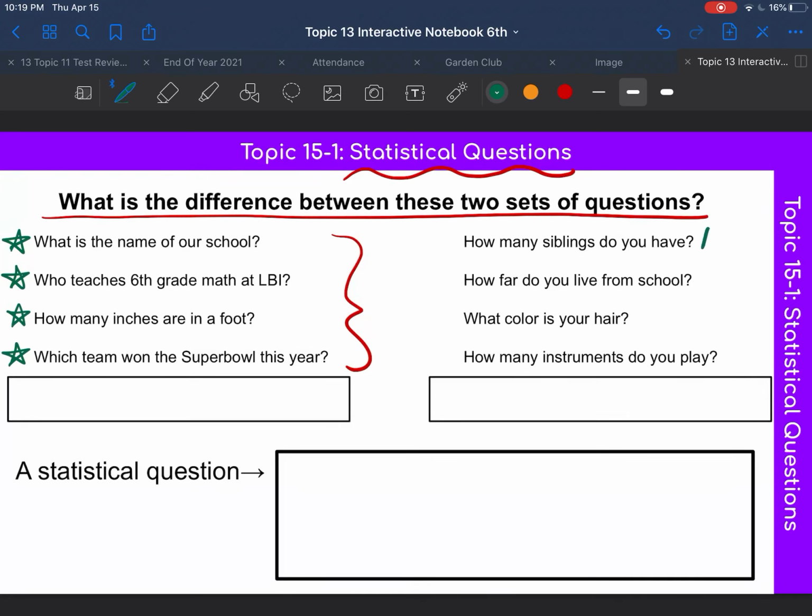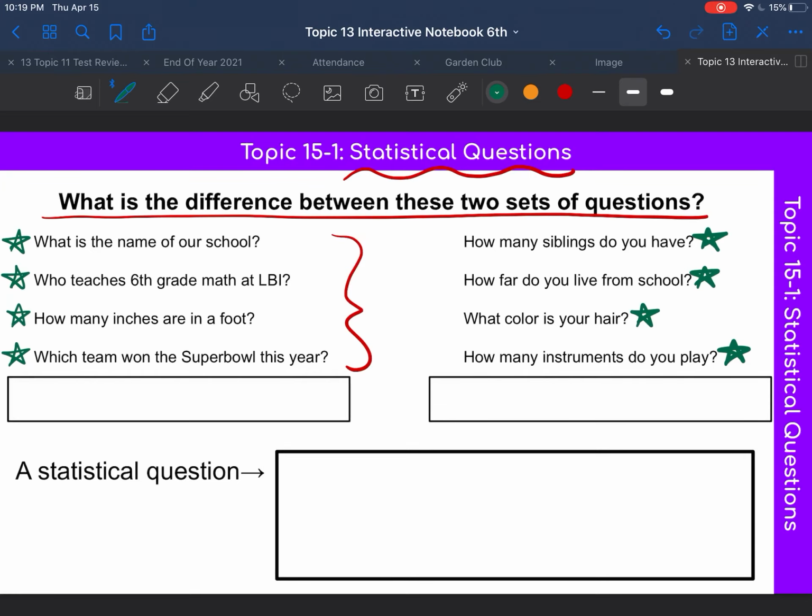How many siblings do you have? How far do you live from school? What color is your hair? And how many instruments do you play? So think about those. Those are another set of questions that are related somehow. What do you think is the difference between these two sets of questions?